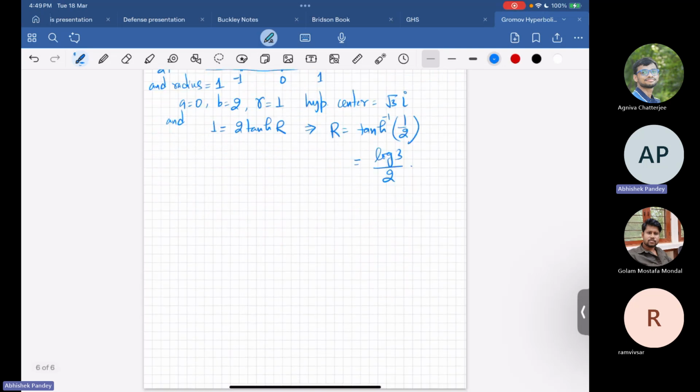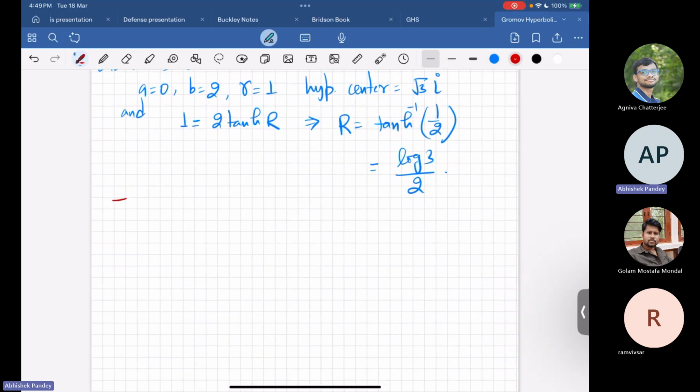Okay, fine. So there's also one more way to prove the Gromov hyperbolicity, that one will get quite immediately, but I will just write it as an exercise. Use the Gauss-Bonnet formula.